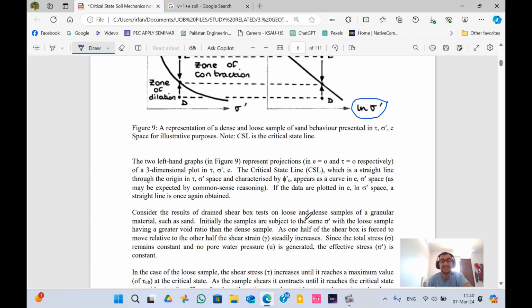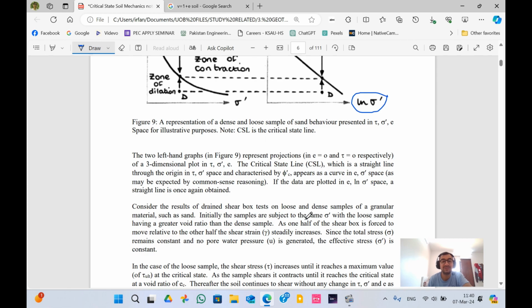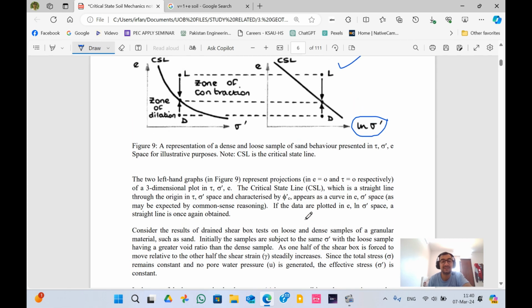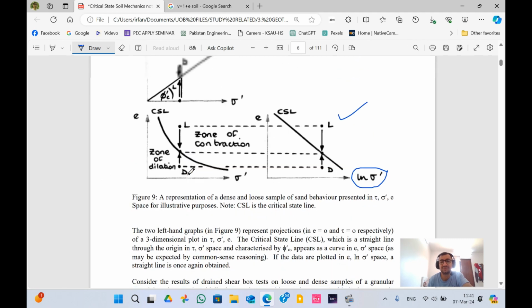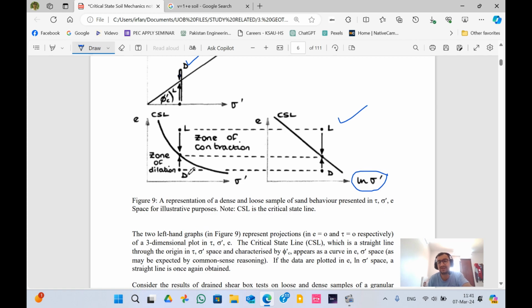Critical state line, which is a straight line through the origin in shear, effective stress space, and characterized by the critical state angle, appears as a curve in void ratio e versus effective stress p'. Okay, if the data are plotted in e versus ln p', this is what I explained previously, because obviously if you take the logarithm of something, it eventually straightens it.